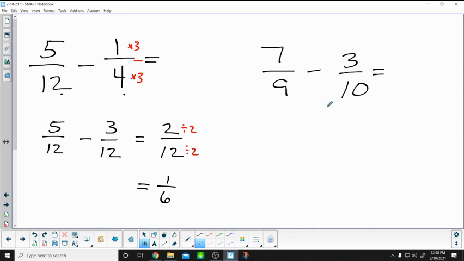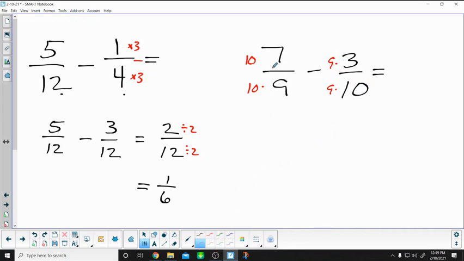So let's go ahead and do this next one. So I have 7/9 minus 3/10. And I'm thinking, what do both of these go into? And I think it's going to be 90. I don't think there's going to be anything below 90 that both of them go into, so that's what I'm going to go with. And so I am going to multiply this fraction by 10 over 10, okay? Because that 10 times 9 makes the 90 that I want. And I'm going to multiply this fraction by, excuse me, 9 over 9.